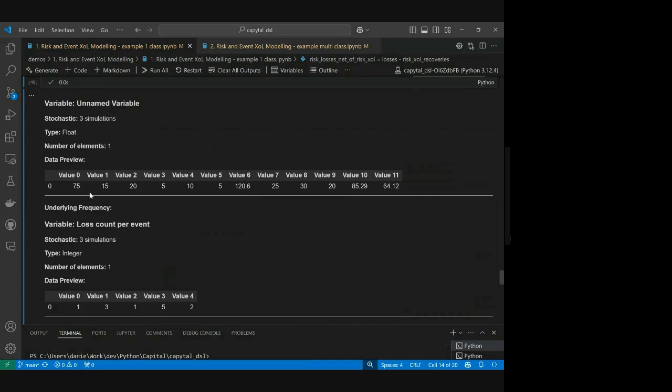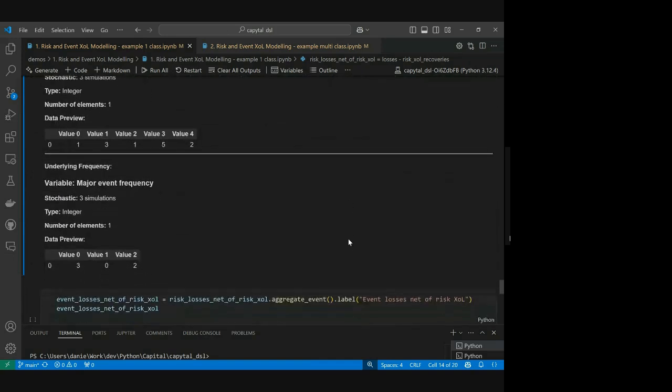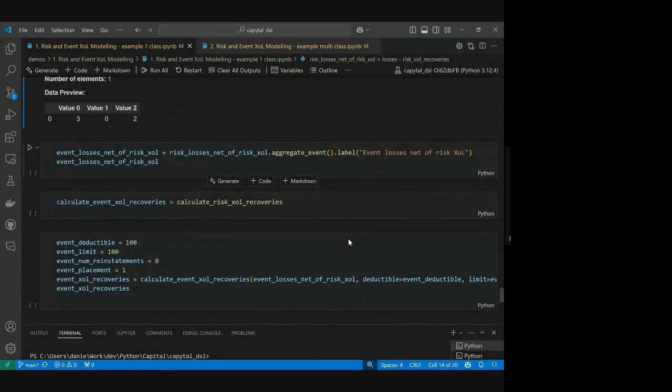And now these losses are net of the risk XoL, and they are what are going to go forward to recover against the per event XoL. So what's different about calculating per event XoL? Well, the mechanics of the excess of loss are very similar, except that it's the aggregate losses by event that we want to pass in.